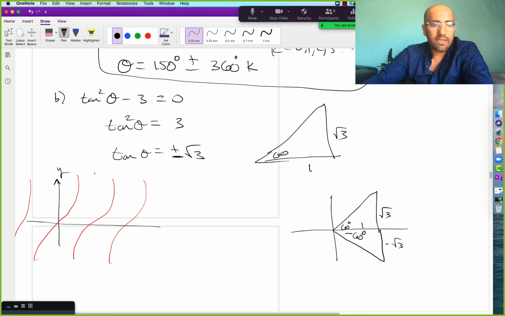So that's the tangent one. We have the case where positive root 3 in quadrant 1 is going to lead you to 60 degrees. And the case where it gives us negative root 3 is over here. That leads me to negative 60 degrees. Good. And because it's periodic, all we have to do is add multiples of 180 degrees to both of them.